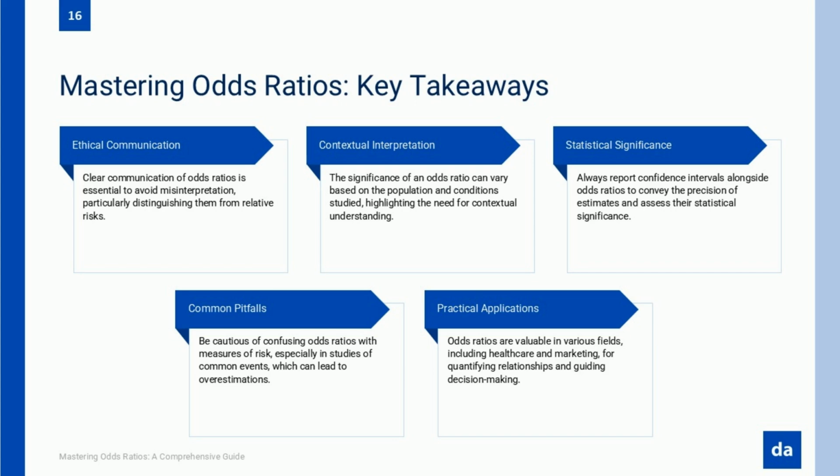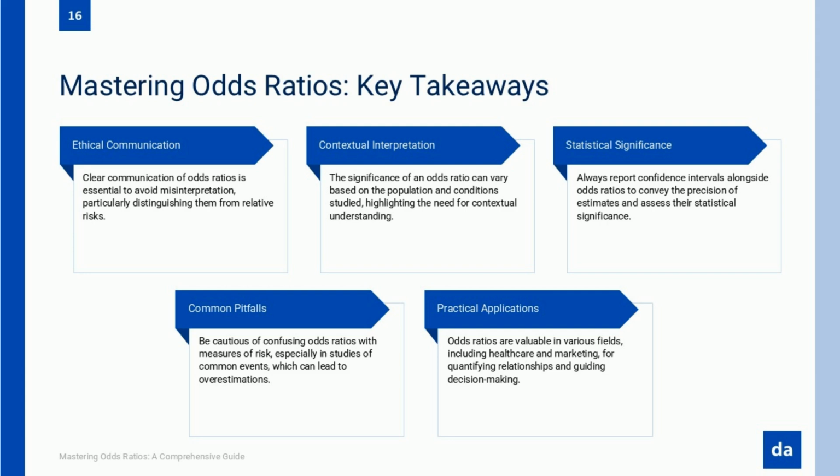Context plays a pivotal role in the accurate interpretation of odds ratios. The same numerical value can have vastly different implications depending on the population and conditions under study. For instance, an odds ratio of 1.5 for a rare disease might represent a significant finding, while the same value for a common condition could be less impactful. This contextual understanding is what sets apart skilled analysts from those who merely perform calculations.